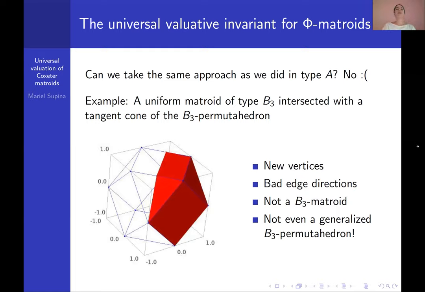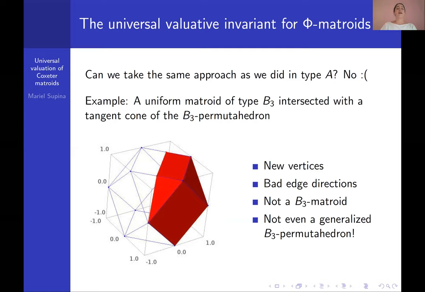So we wanted to come up with the universal valuation of Coxeter matroids. The first natural question to ask is, can we take the same approach as Dirksen and Fink did in type A, where they took the valuation for generalized permutahedra and just intersected it with uniform matroids? And the answer is that this doesn't work in general in other types.